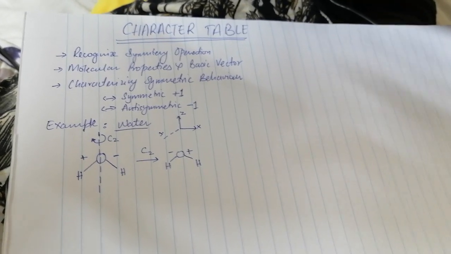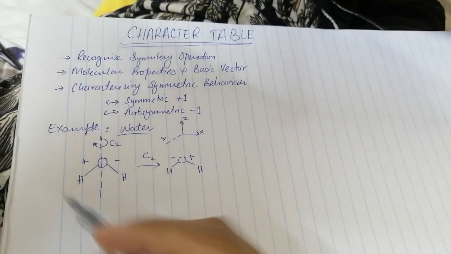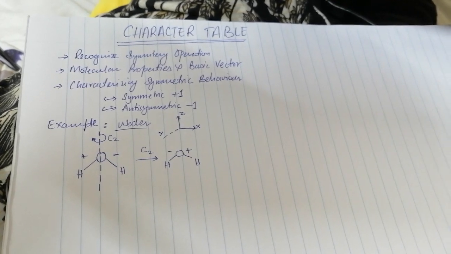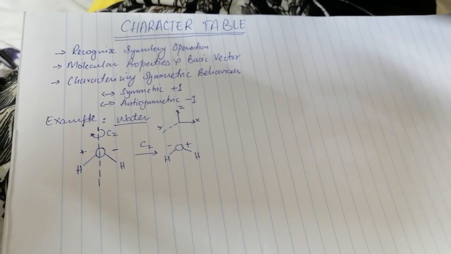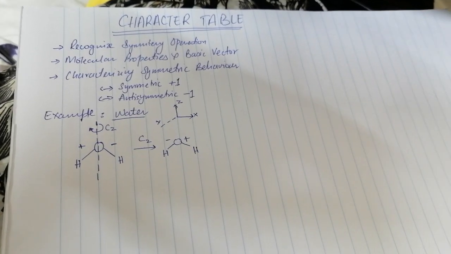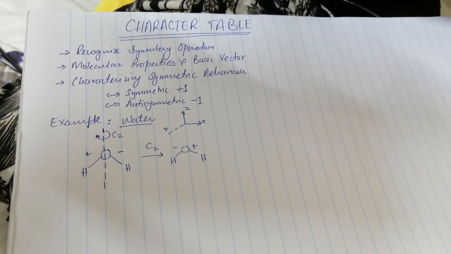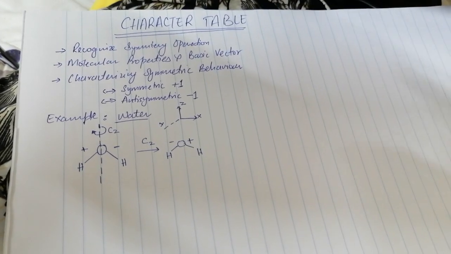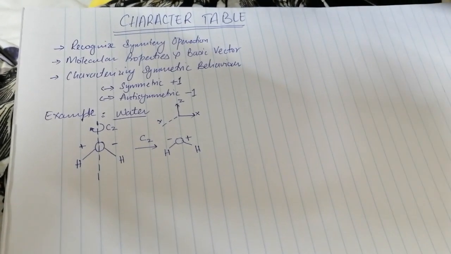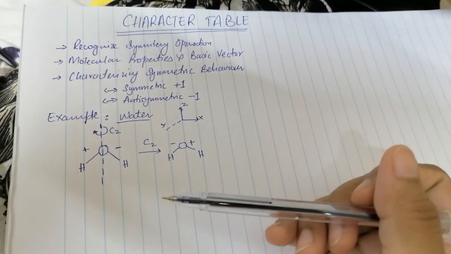Recognizing a symmetry operation: the molecule conforms precisely to the symmetry operations of the point group to which it belongs. For example, if we take the water molecule, H2O, water conforms to the symmetry operations of the C2V point group. So the point group for the water molecule is C2V. The appearance of the molecule before and after the symmetry operation will remain identical.